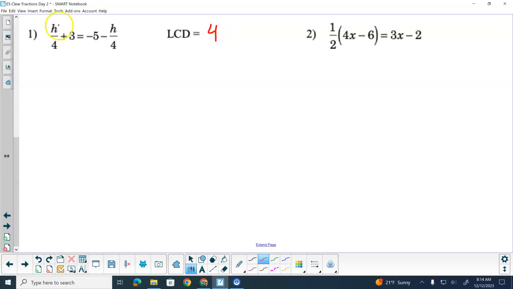So I've got to multiply this term by 4, this term by 4, this term by 4, and that term by 4. Okay? Got to multiply all of those terms by 4. So let's deal with this first one first. H times 4. 4H divided by 4 is just H, because this is 4H over 4. So that just gives me H.